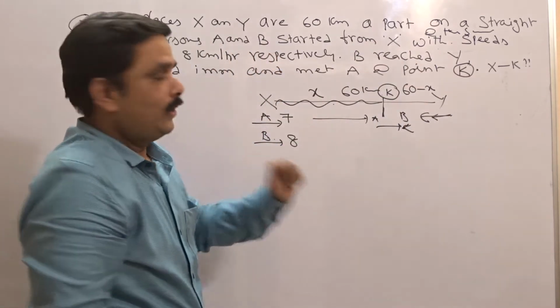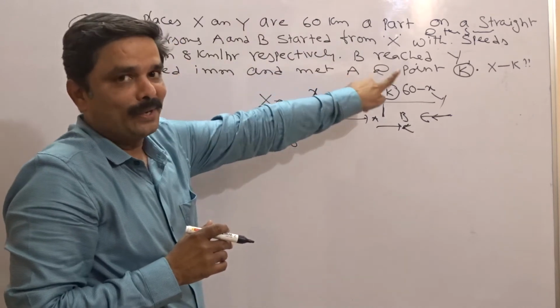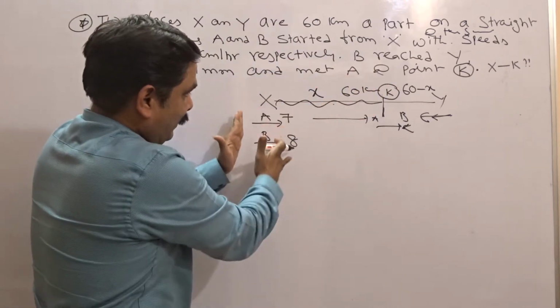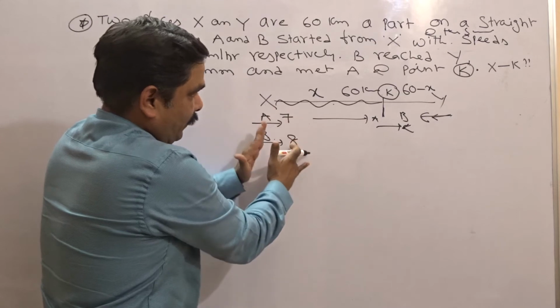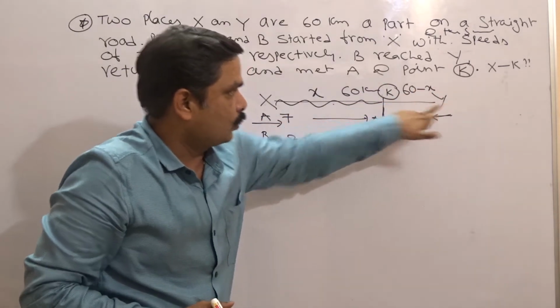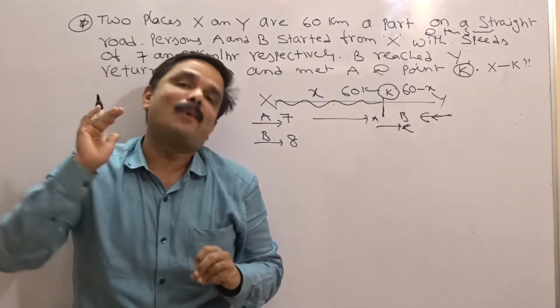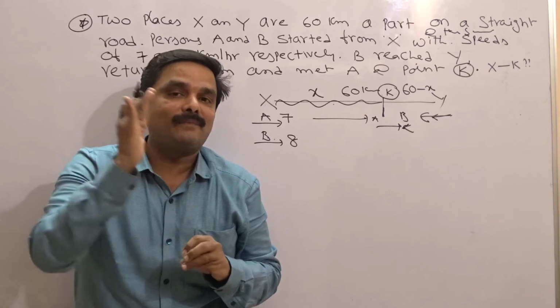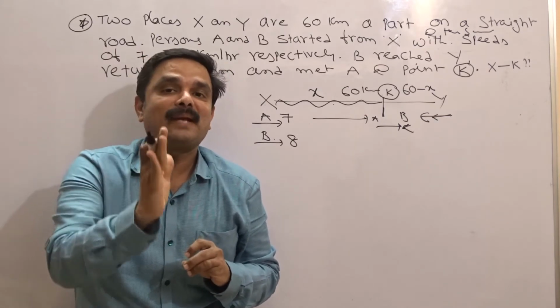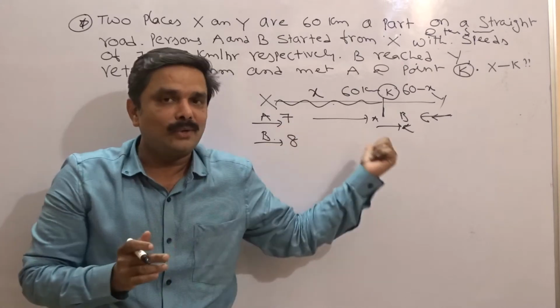Simple one. Now, how to make an equation? There is an implied point in this one. What is that one? Both started at the same time with different speeds and met at K after B reached Y and returned from Y. In this one, the implied point is that both have travelled for the same time. This is important. Both have travelled for the same time. I am going to use that one.